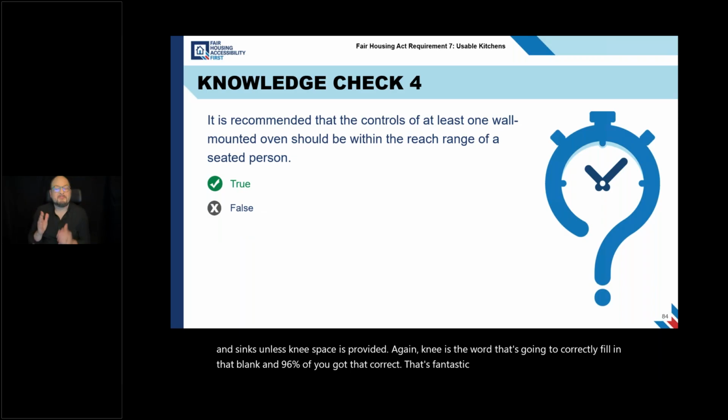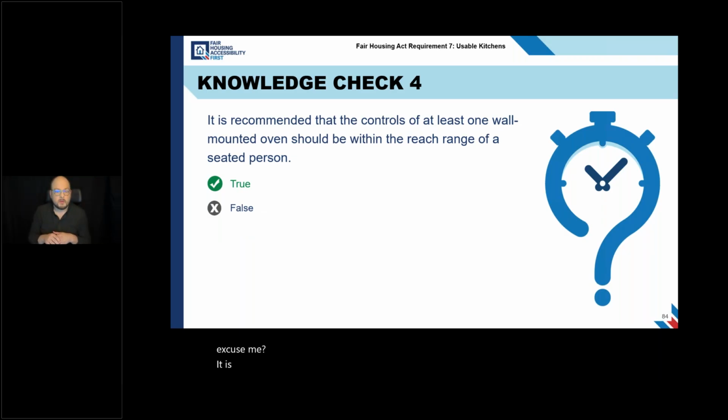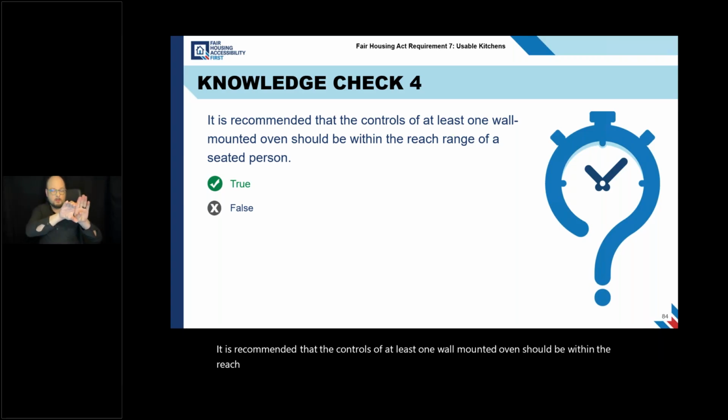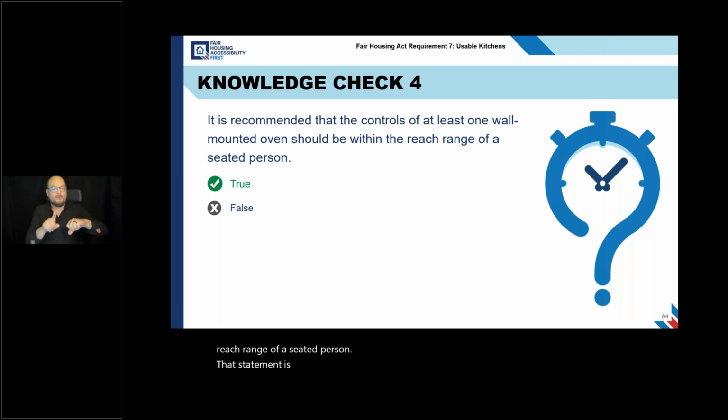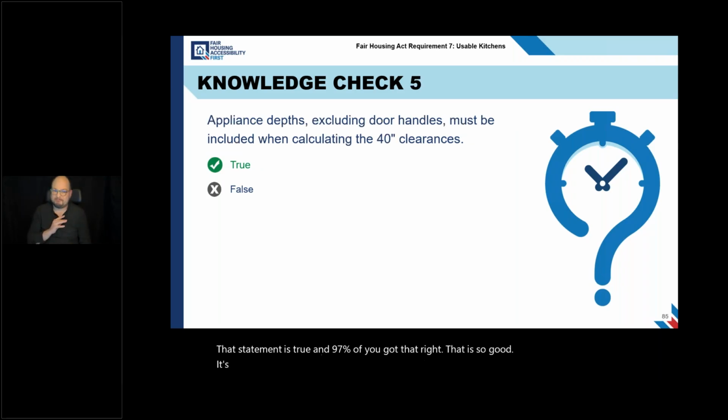Knowledge check 4, excuse me. It is recommended that the controls of at least one wall-mounted oven should be within the reach range of a seated person. That statement is true, and 97% of you got that right. That is so good. It's actually great.